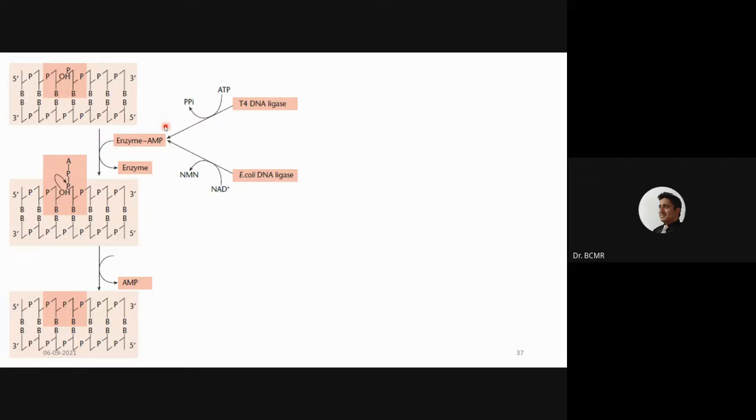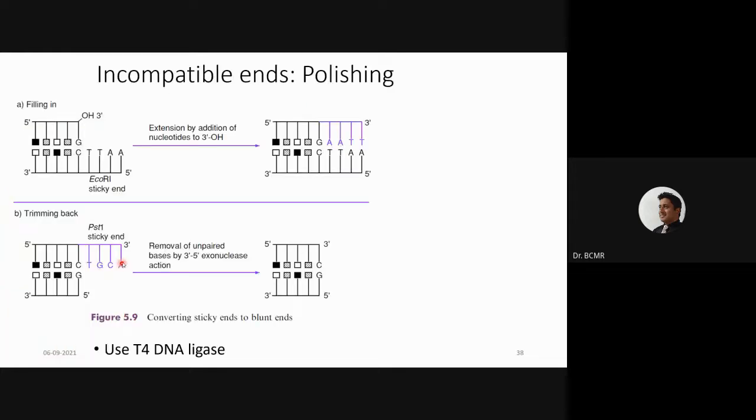Then it also requires to be charged, by addition of AMP. AMP is then transferred here, and that energy again, the hydroxyl group, the 3' OH, will make an attack and form a phosphodiester bond, releasing the AMP. So you should remember those things.